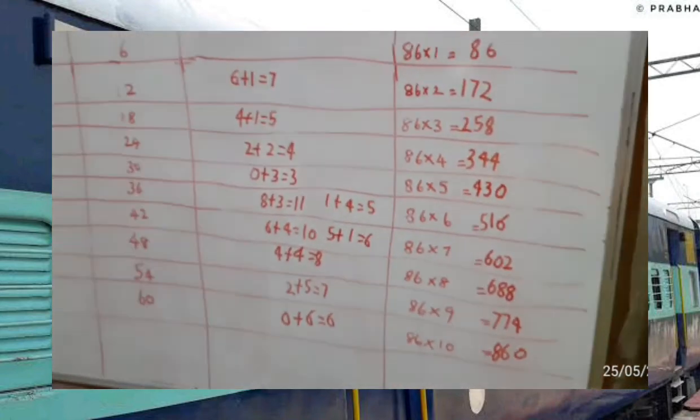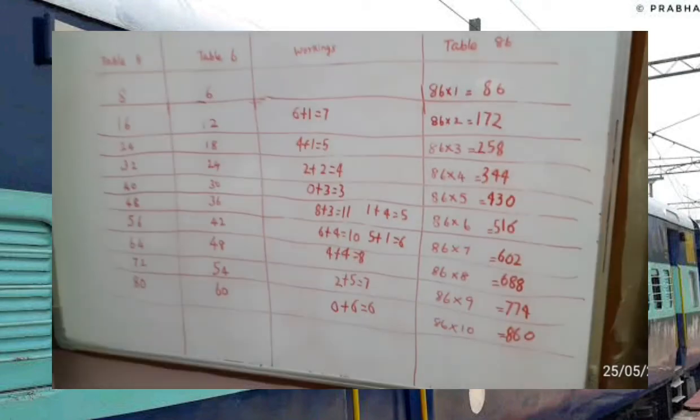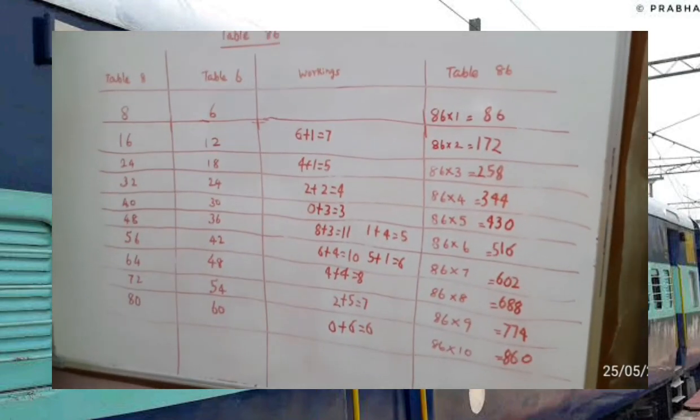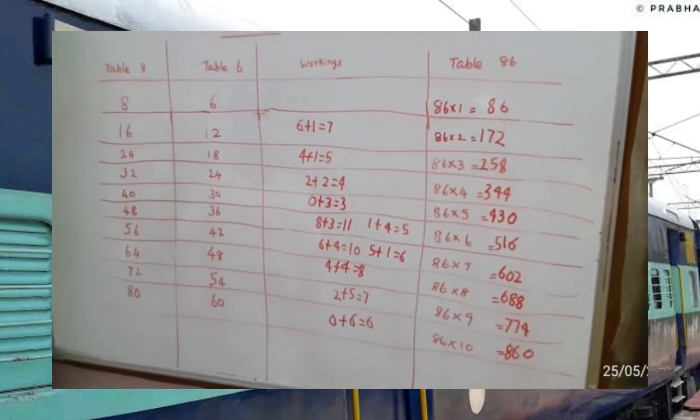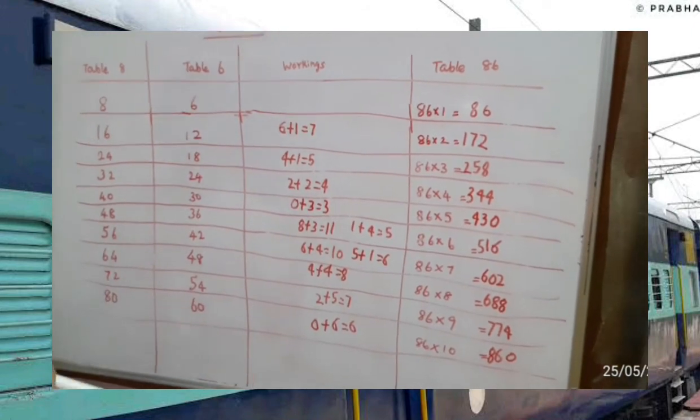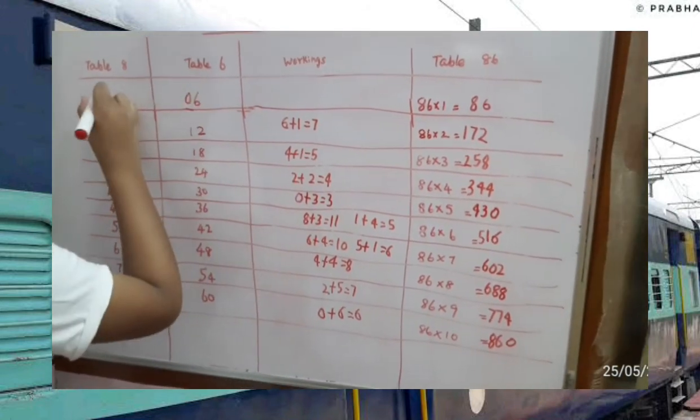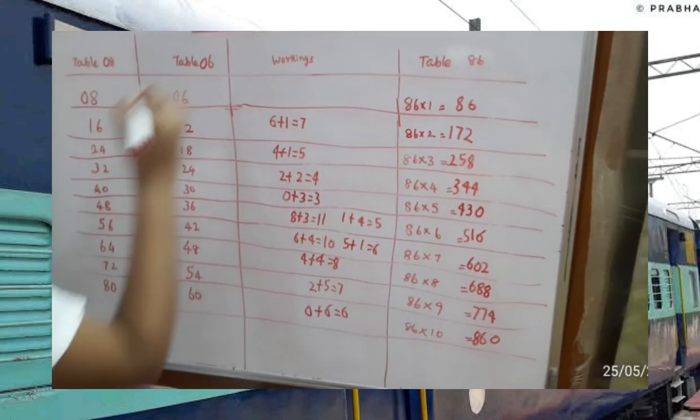So now the 86th table is over, right? Yes. So if you want the 45th table, what do you do? The same way, you take the 4th table and the 5th table. Yes. Okay, very nice, Avnish.